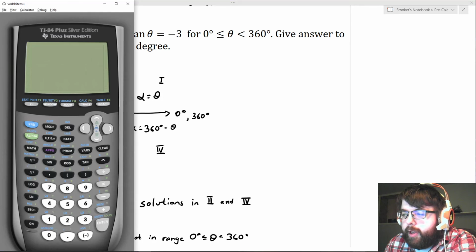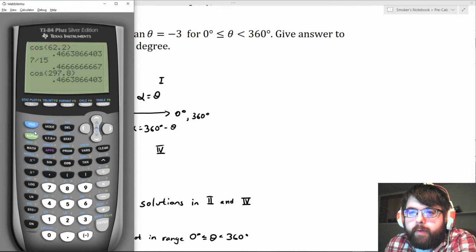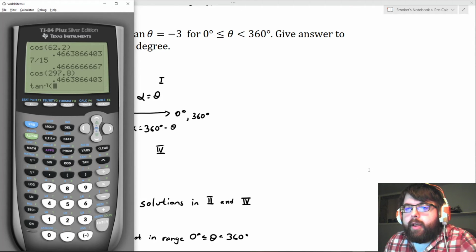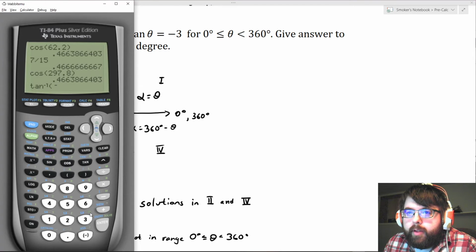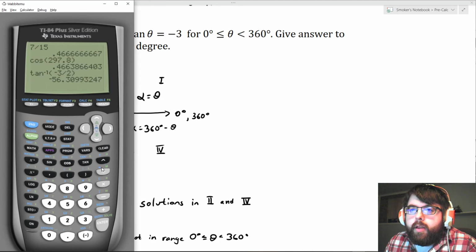All right, so we're going to put this in our calculator. So we have tan inverse of -3/2, and we're in degrees still. I didn't change anything. So -56.3.